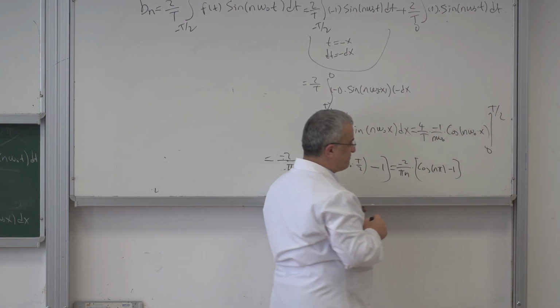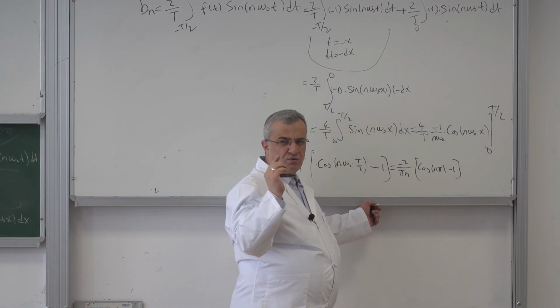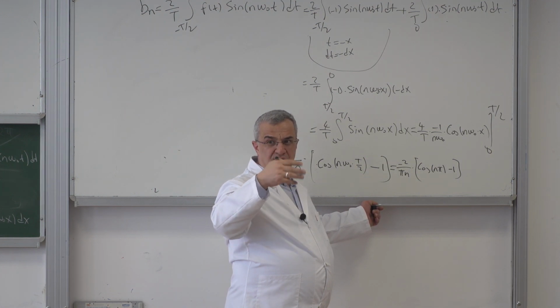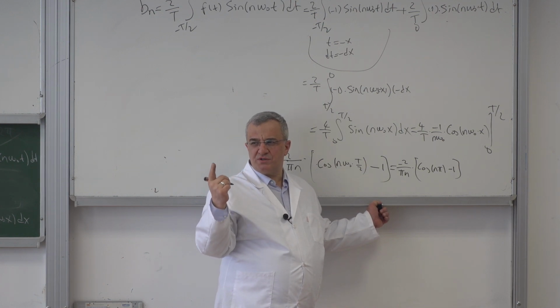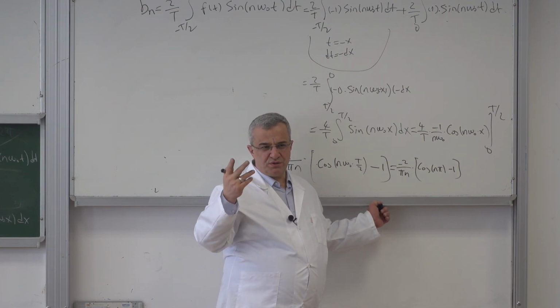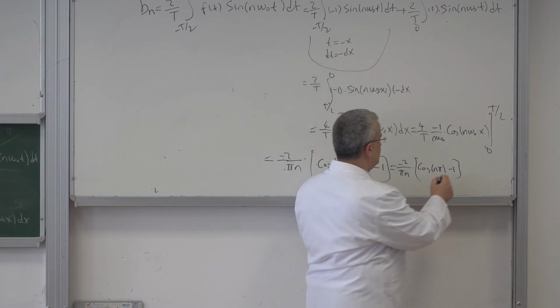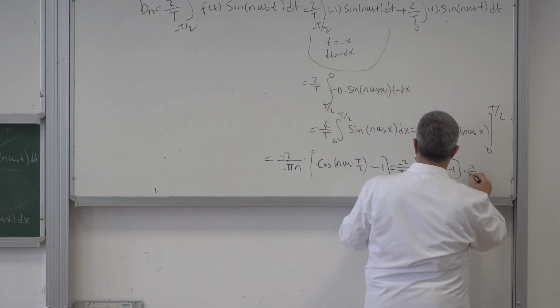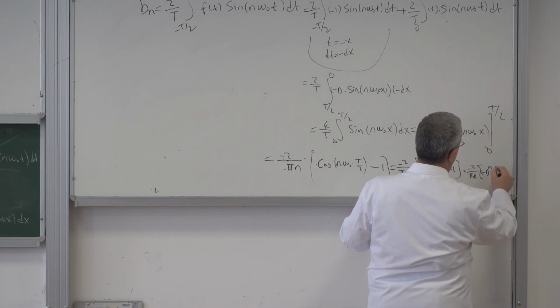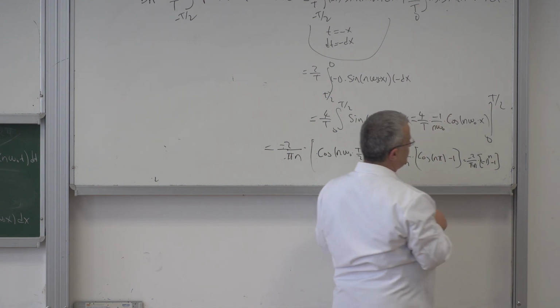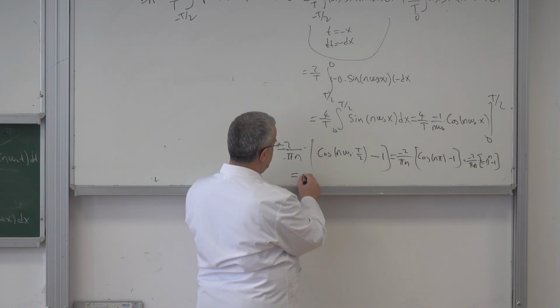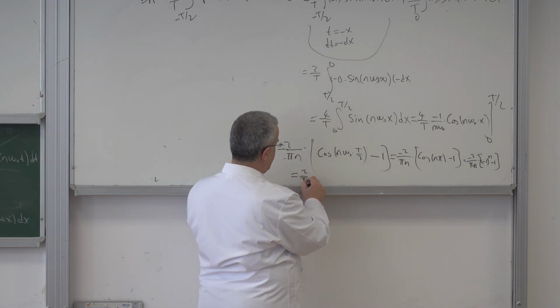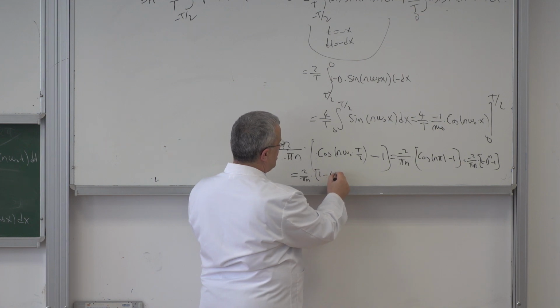Okay, what is this now? Cosine n pi. So for n equal to 1, 2, 3, etc., for n equal to 1, it is minus 1. For n equal to 2, it is 1. So this is equal to minus 2 over pi n times (minus 1 to the n minus 1). Okay? So in other words, let me write it like this: it is 2 over pi n times (1 minus (minus 1) to the n).